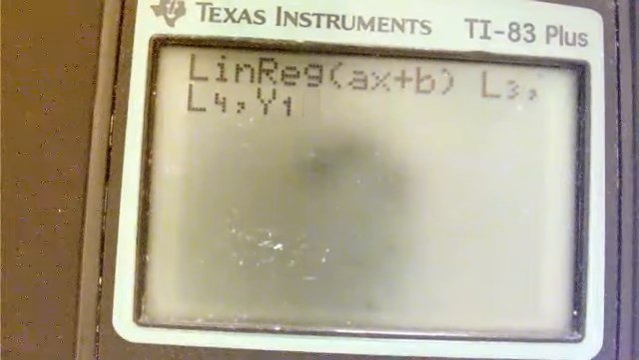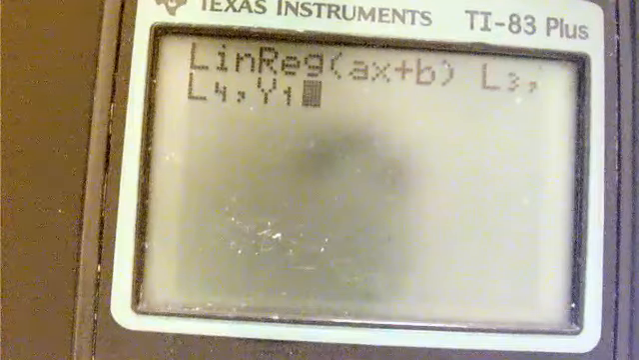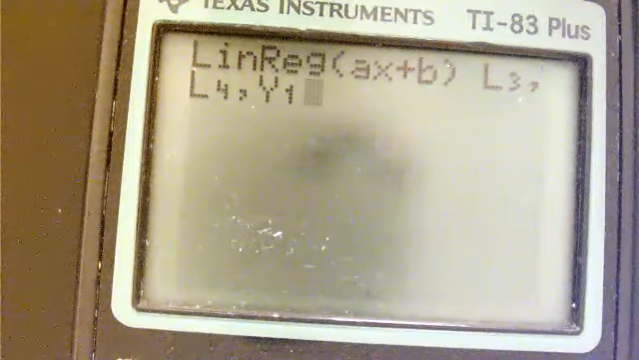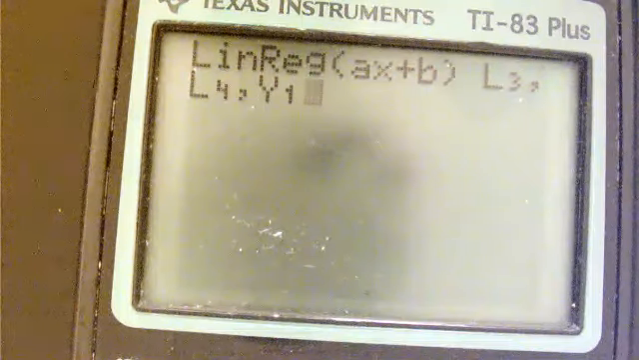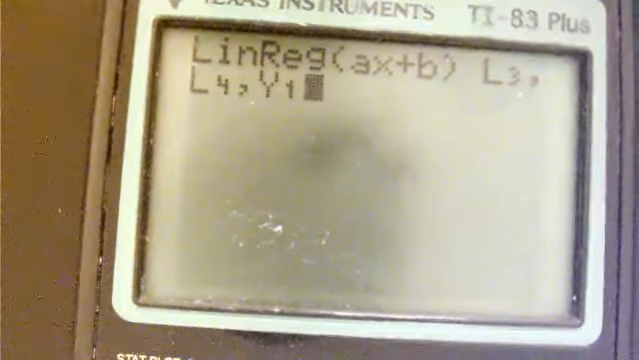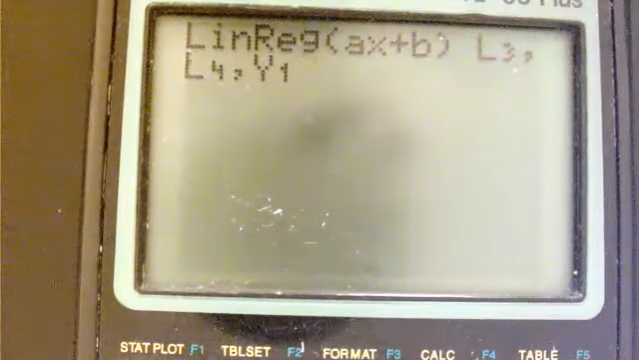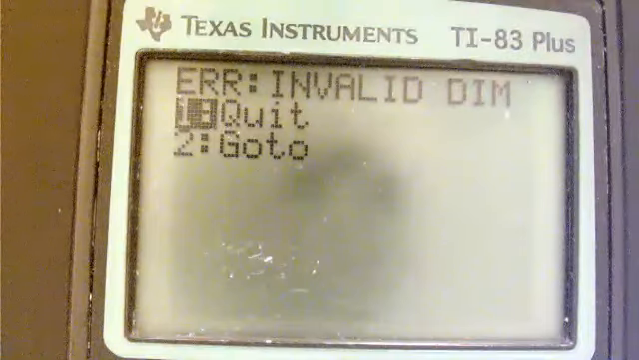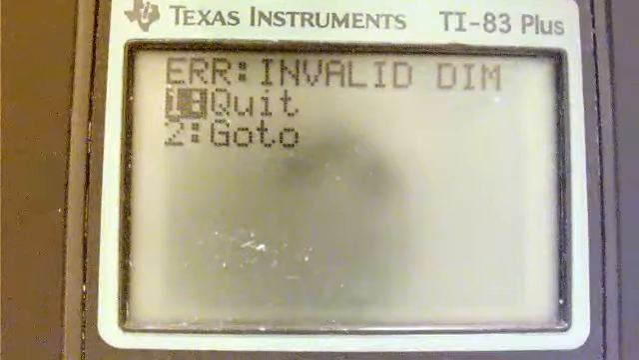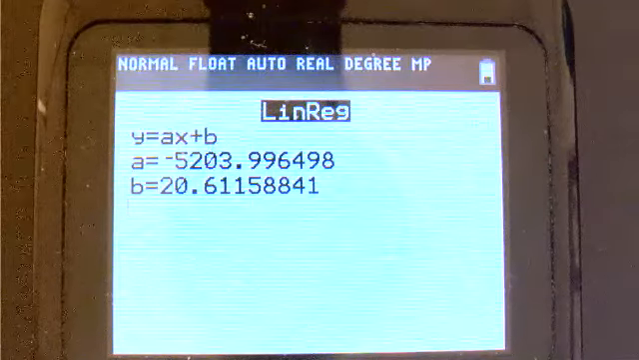So now you're saying, take the data in list 3 and list 4 and do linear regression. Take the equation you get and plot it as function y1. Press enter. And I don't have any data, so I get an error message, but you'll see you get essentially that same kind of information that we had before.